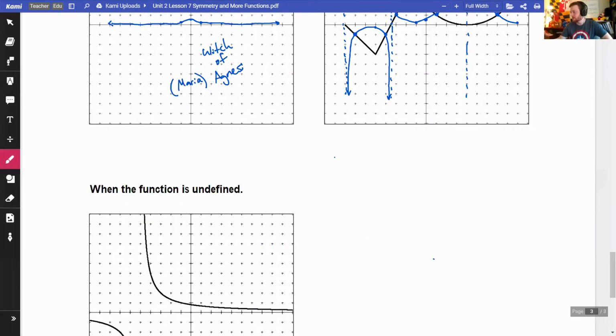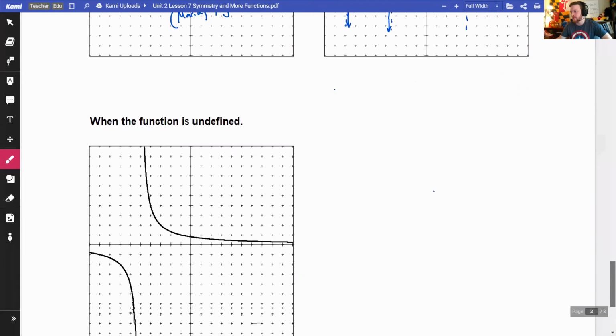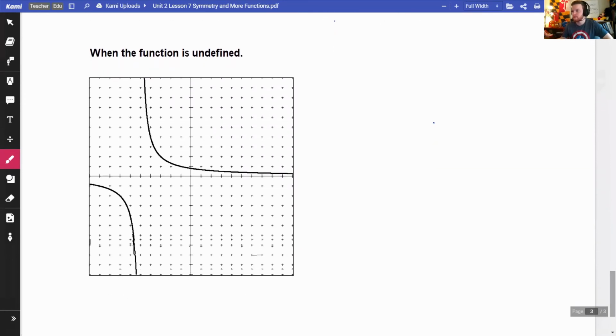So we need to scroll down a little bit here. We got one last one for you. When a function is undefined, what do we do about the reciprocal of a function that has an undefined part of its domain? Well, can we do the rest of it before we deal with that part?